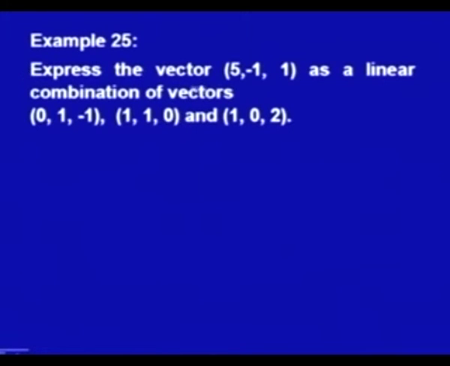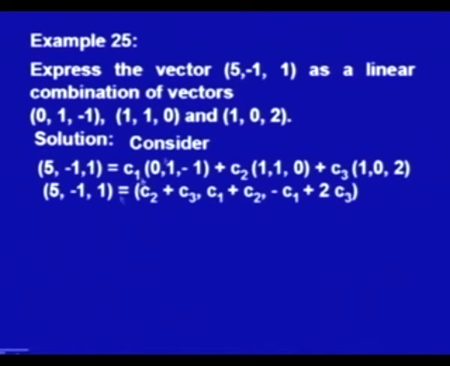In the next example, again we are having the vector (5, -1, 1), and you have to express it as a linear combination of the vectors (0, 1, -1), (1, 1, 0) and (1, 0, 2). The procedure is the same. We consider on the left hand side the given vector, and on the right hand side the linear combination C1 (0, 1, -1) plus C2 (1, 1, 0) plus C3 (1, 0, 2). This right hand side is simplified. The first component is C2 plus C3, the second component is C1 plus C2, and the third component is minus C1 plus 2 times C3.